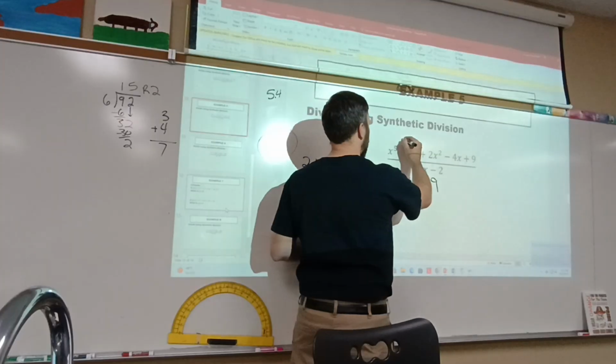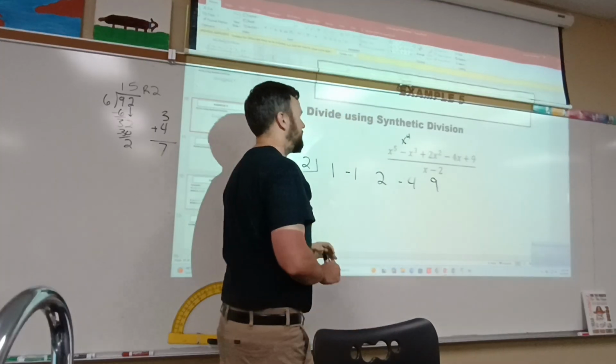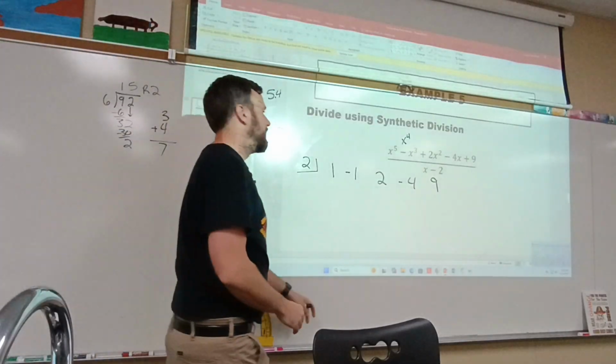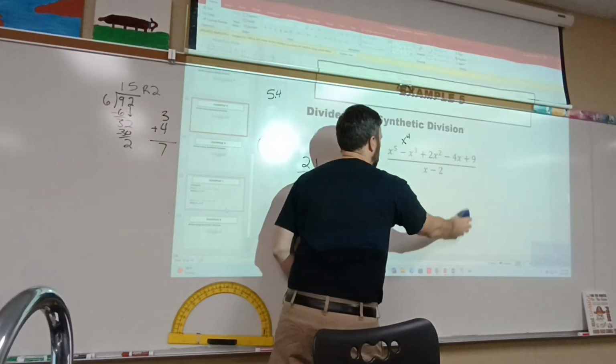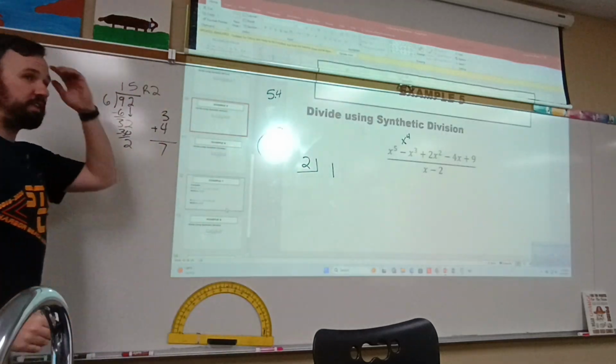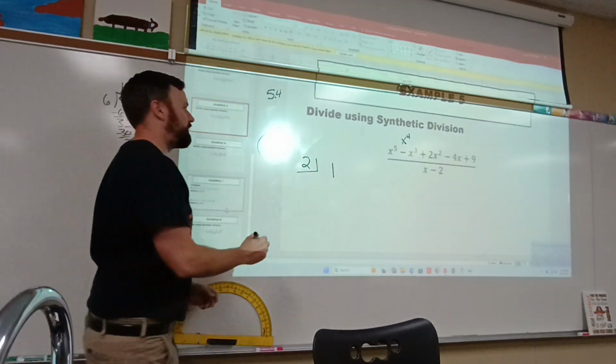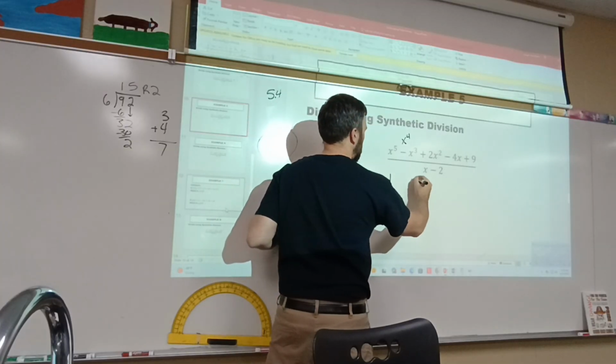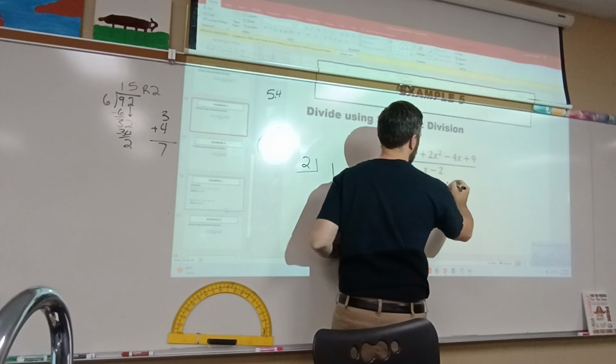X to the 4th. There you go. I have to list every one from 5 down. So if I don't see an x to the 4th, what is the coefficient? 0. Yup. That is the number one mistake made on these, because you get into autopilot.